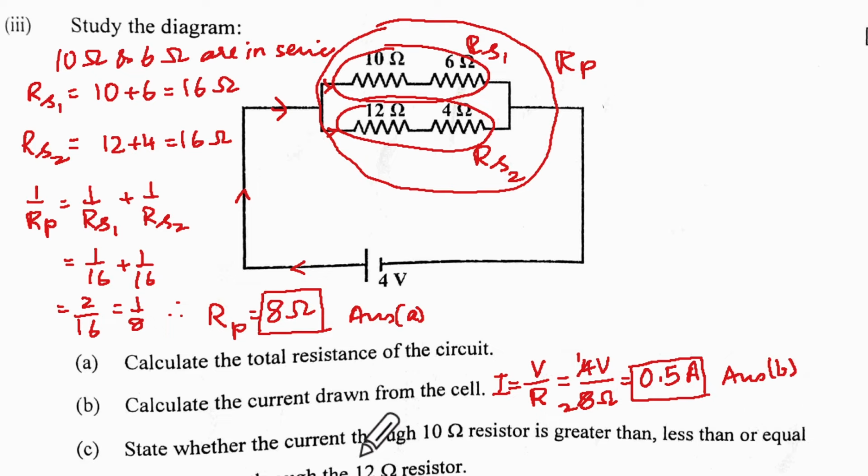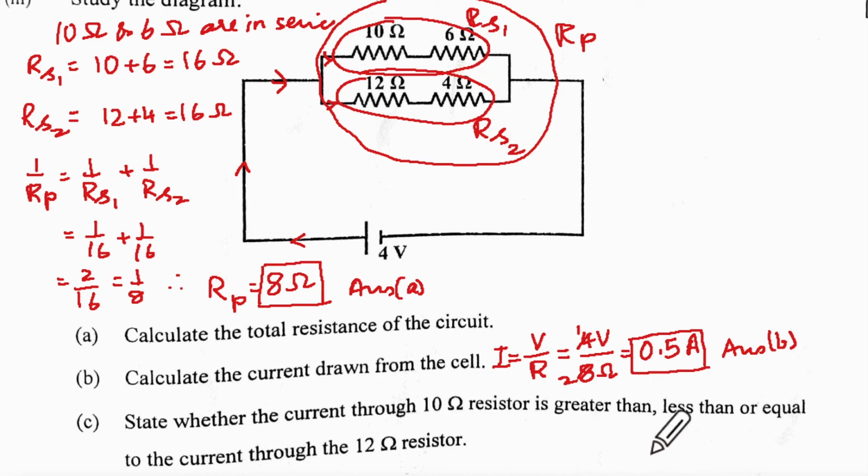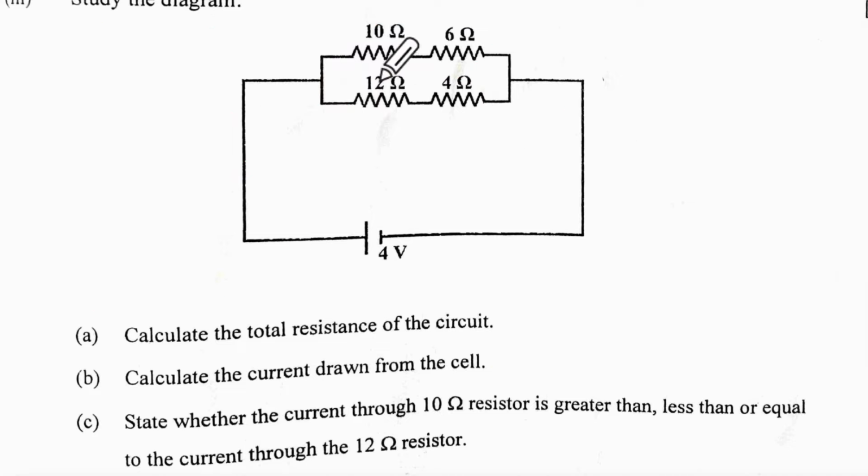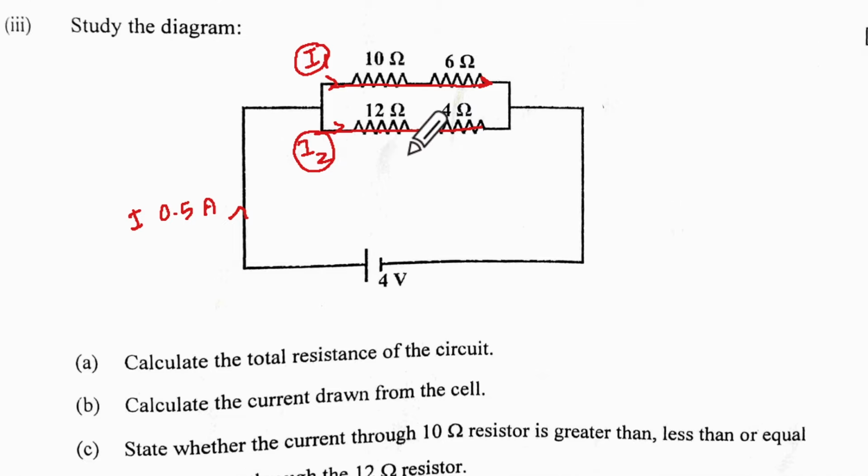State whether the current through the 10 ohm resistance is greater than, less than, or equal to the current through the 12 ohm resistor. Now here it's slightly tricky for you. Remember, the total equivalent of this is 16 ohm and this is also 16 ohm. So the current in the circuit is 0.5 ampere, and that I is going to be split into I1 and I2. Now this is one path. So whether it is 10 ohm or 6 ohm, I1 will be the current through this. And here, whether it is the 12 ohm resistor or 4 ohm, because it's one path, it is going to have I2 as the current through each one of them.